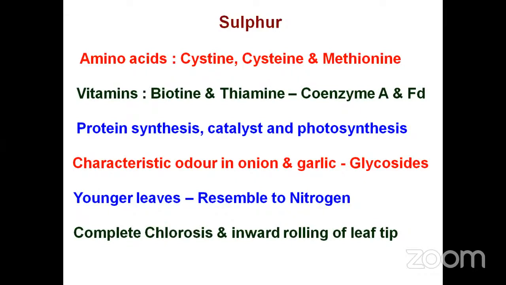This sulfur is responsible for the characteristic odor in onion and garlic. You can smell the onion and garlic. Because of the sulfur, that particular odor is there. In the deficiency of sulfur, symptoms are seen in the younger leaves. It resembles nitrogen. Complete yellowing of the younger leaves happens because of the deficiency of sulfur. So complete chlorosis and inward rolling of the leaf tip are the deficiency symptoms of sulfur.